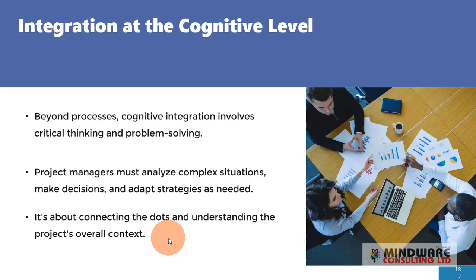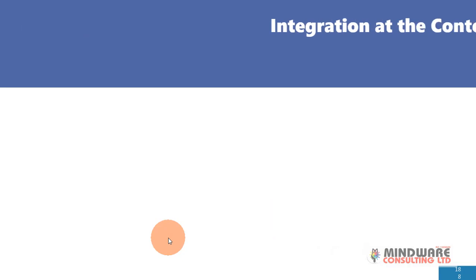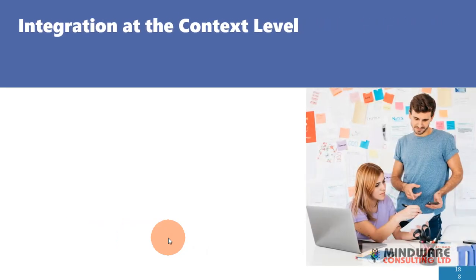So as a project manager, first and foremost, you have to understand what the project is all about. You have to have an overall understanding of the project. And we'll now start talking about different aspects of the project. Having this understanding will enable you to connect all the dots together. So let's look at integration at context level.